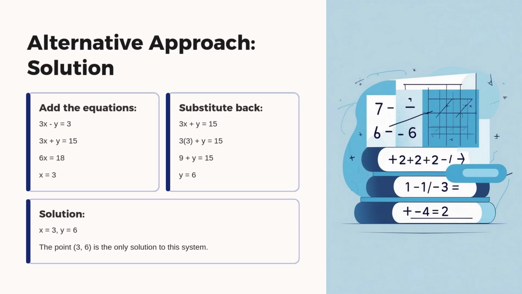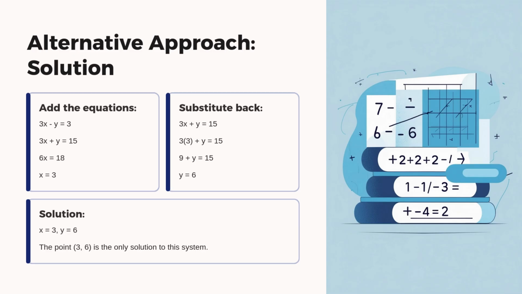3x minus y equals 3. 3x plus y equals 15. Adding these gives 6x equals 18. This is obtained because negative y and positive y cancel out, leaving 6x on the left-hand side, and 3 plus 15 equals 18 on the right-hand side. Solve for x. 6x equals 18. Divide both sides by 6 to get x equals 3. This follows from isolating x by dividing through by the coefficient 6.